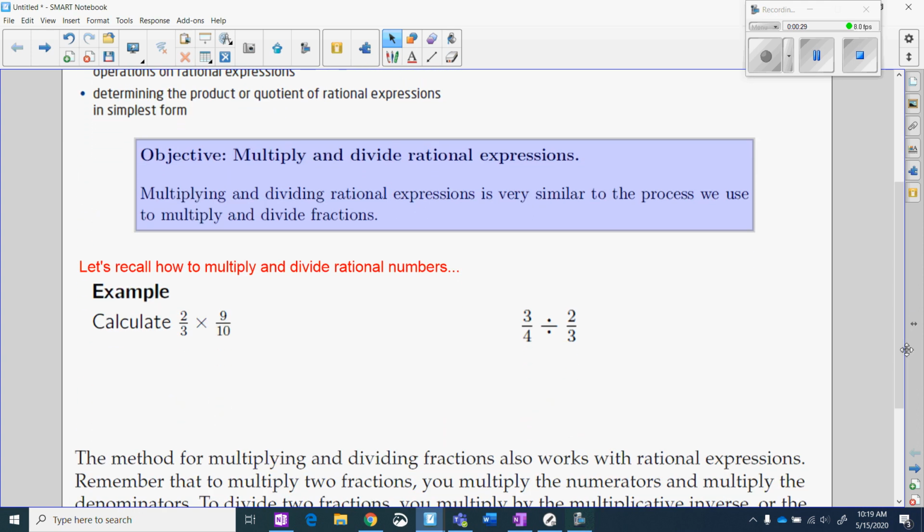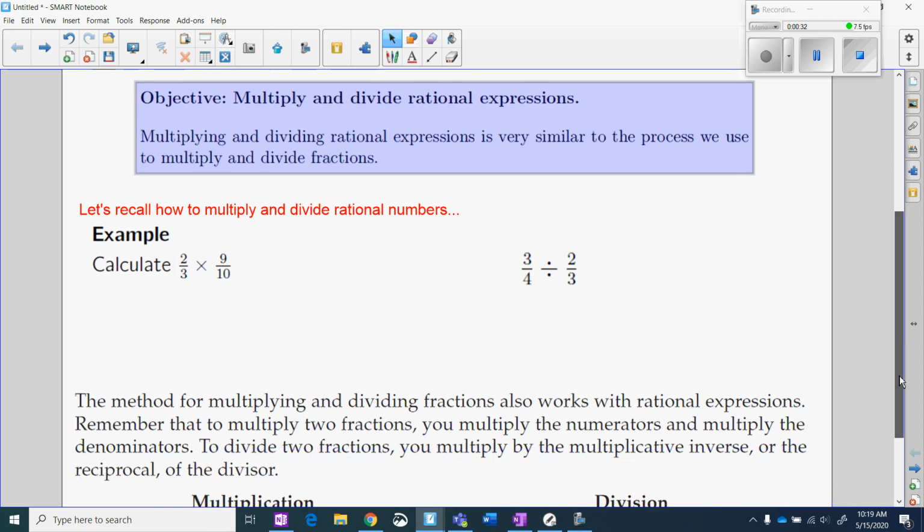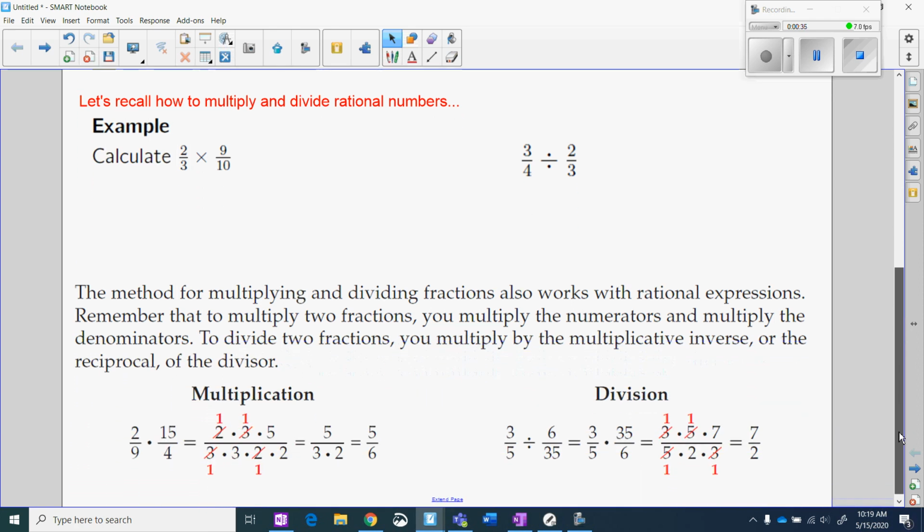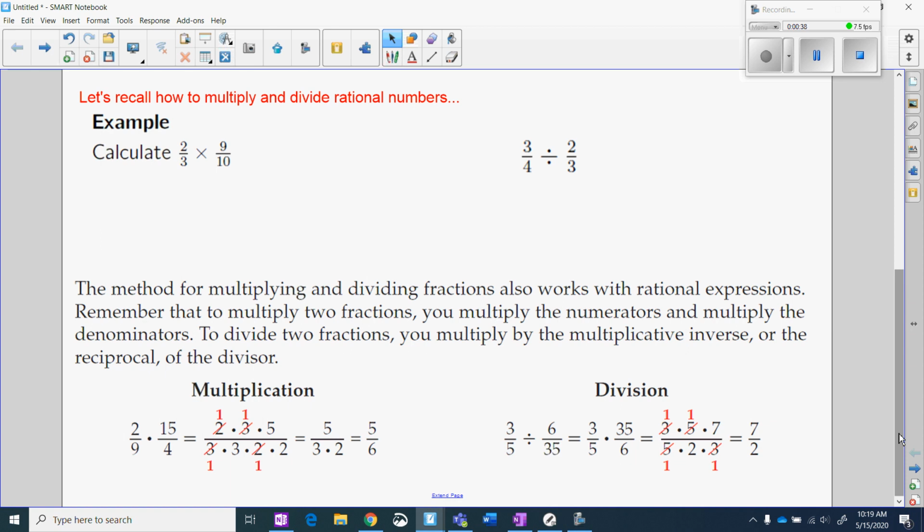It is very similar to what you would do with regular fraction work that you would have been introduced to in your middle school years. So if I have, for example, 2/3 multiplied by 9/10, the way you multiply fractions is to simply multiply the numerators. 2 multiplied by 9 is 18. 3 multiplied by 10 is 30. And then we reduce that fraction, they both divide by 6, the numerator and the denominator, so it would be 3/5.